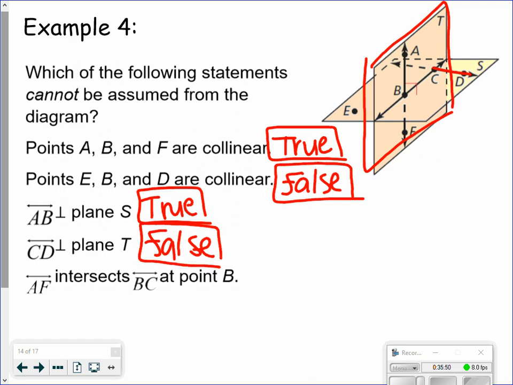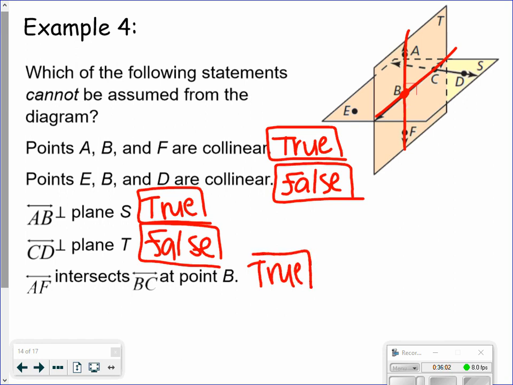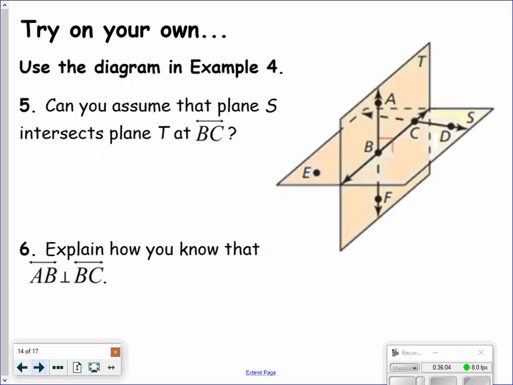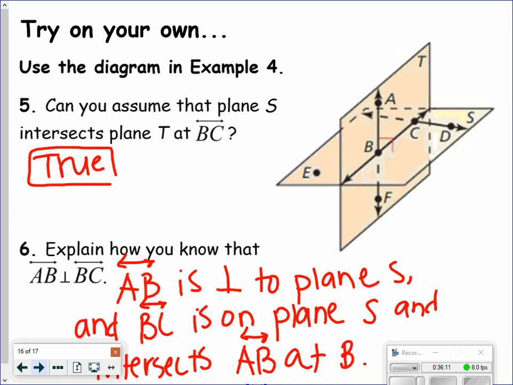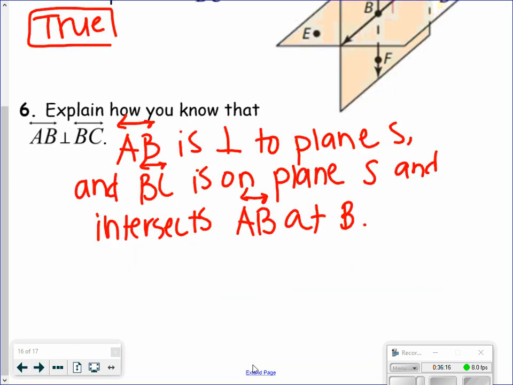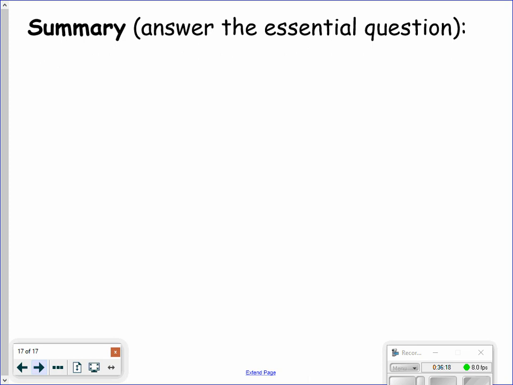And then AF intersects BC at B. So let's look. AF intersects BC at B. That is a true statement. Okay, go ahead and try these last ones on your own. Okay, here are the answers to those. Okay, summary, make sure that you answer that essential question and you can answer it right in that summary area. Good luck.